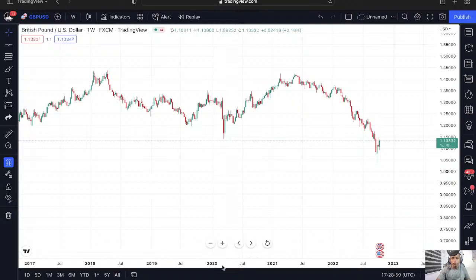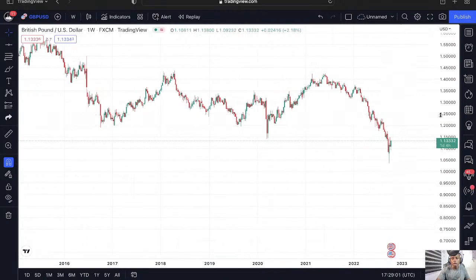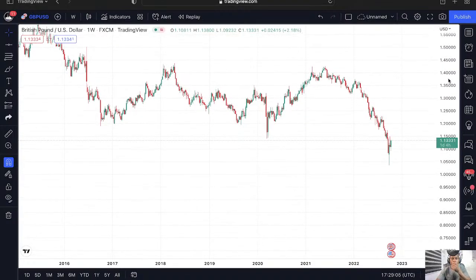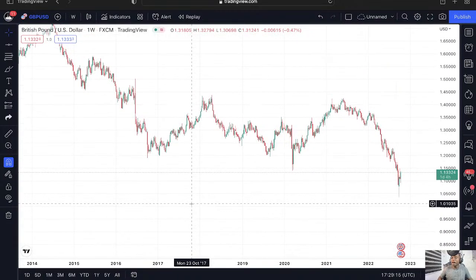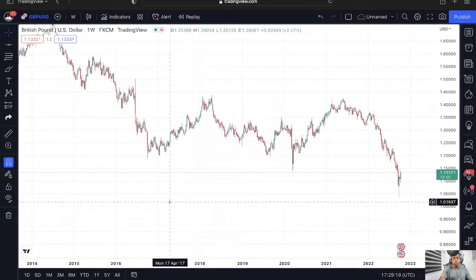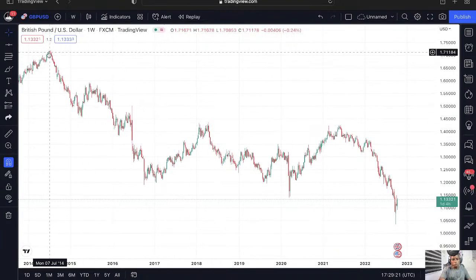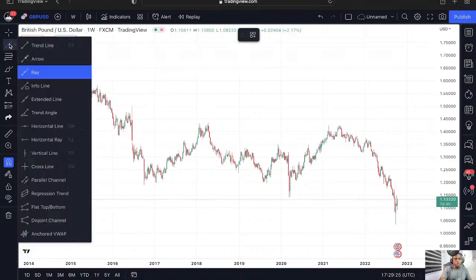So looking at the chart of the pound USD, first, we can deduce that the market has been on a downtrend.